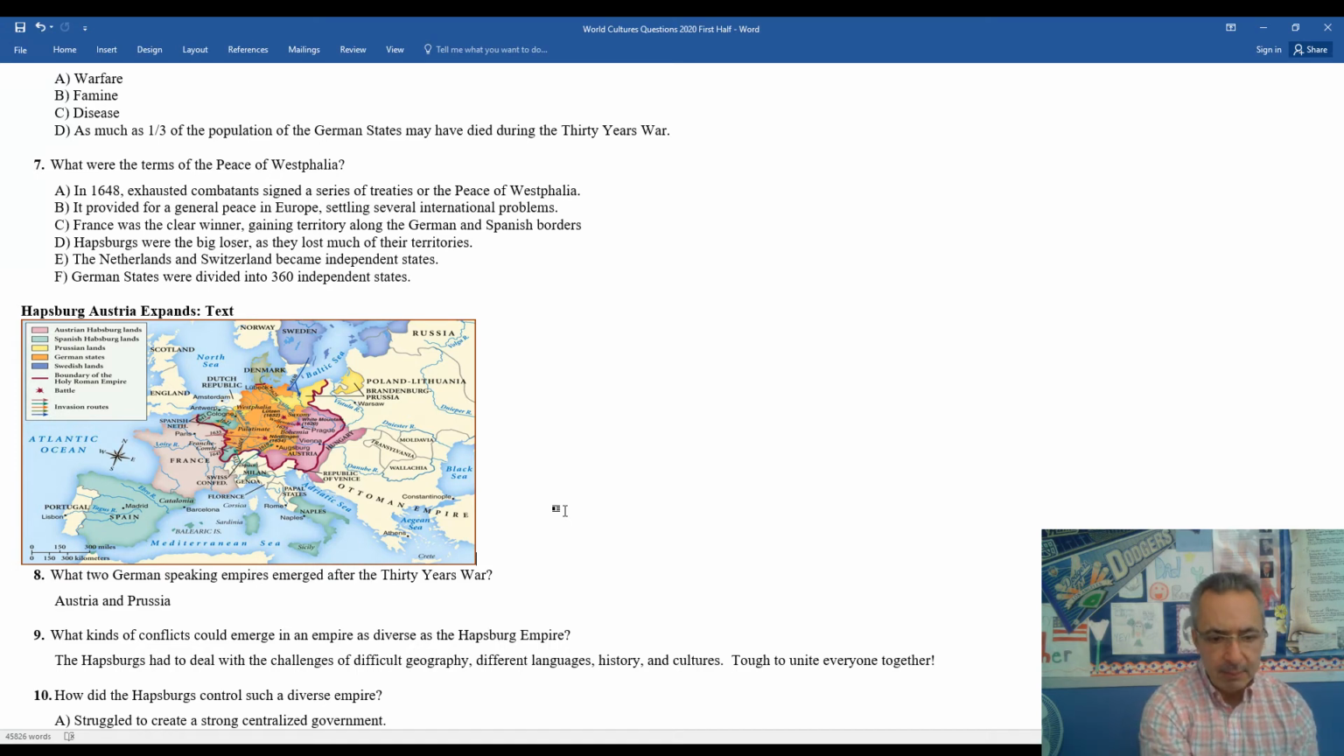8. What two German-speaking empires emerged after the 30 Years' War? Austria and Prussia. 9. What kind of conflicts could emerge in an empire as diverse as the Habsburg Empire? Well, the Habsburgs had to deal with the challenges of difficult geography, different languages, histories, and culture. Basically, when you think about all the differences and the diversity here, it's very difficult to unite everyone together.